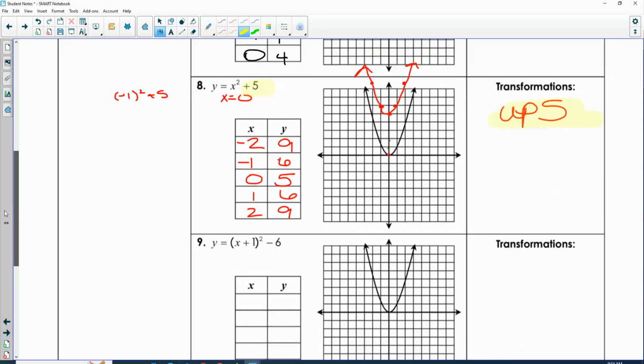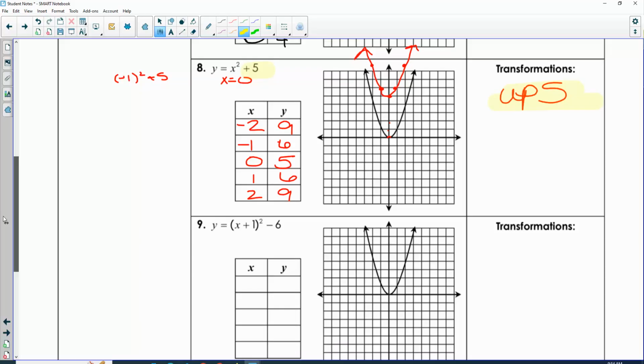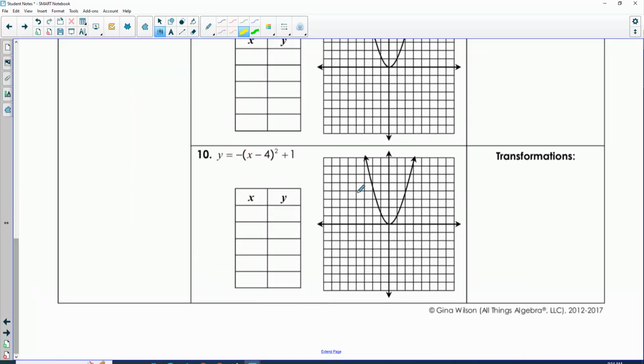Okay, let's go to this one. Number 10 has a lot going on. If we want to find our vertex, we take the inside equal to 0, so we get 4. What will the +1 do to my graph? Where's my y value going to be? 1.